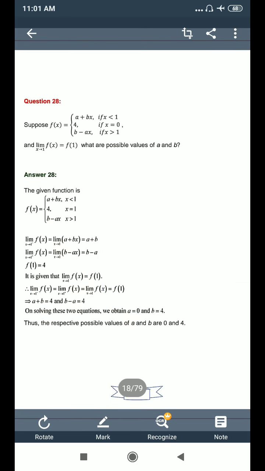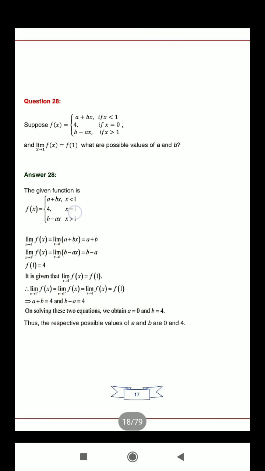Question number 28 is like this. Suppose f(x) is given as a plus bx if x is less than 1, 4 if x equal to 1, and b minus ax if x is greater than 1. Limit x tends to 1 of f(x) is f(1). What are the possible values of a and b? So again we will calculate left hand limit and right hand limit. There is actually some mistake in the question. This is not x equal to 0, this is x equal to 1.